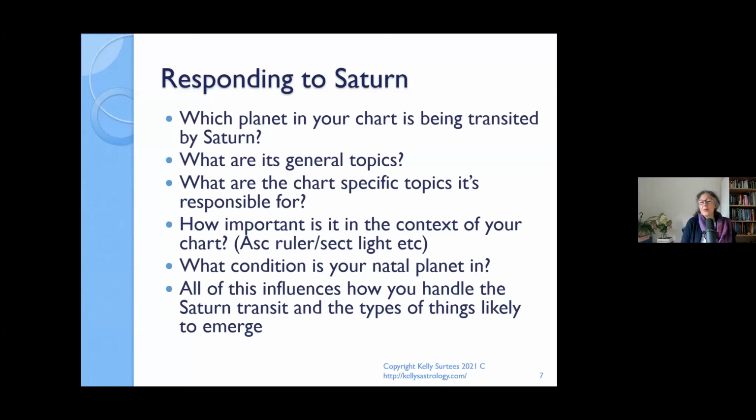You can also think about how important is the planet receiving the Saturn transit in the context of your birth chart. The ascendant ruling planet is a really important planet in ancient astrology chart interpretation, and it becomes important in timing. And another planet known as the sect light, which is basically the sun in a day chart and the moon in a night chart, is also very important. And I'm going to show you a couple of things here with these examples we've got coming up.